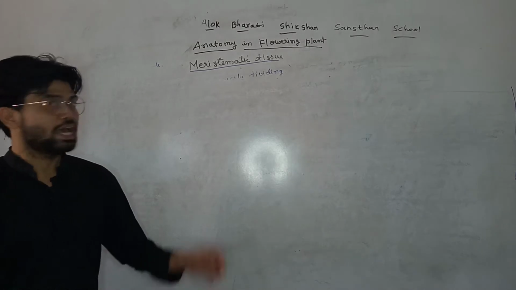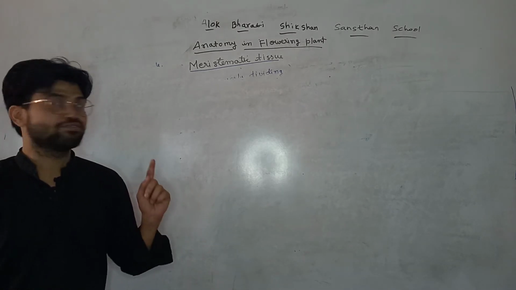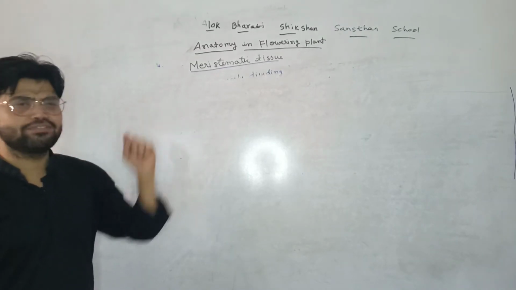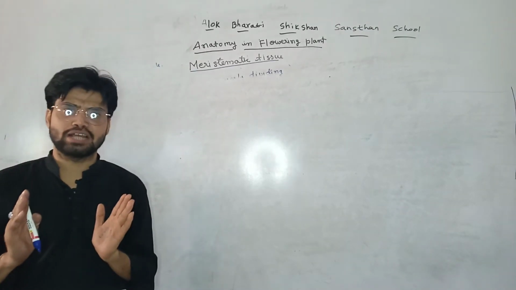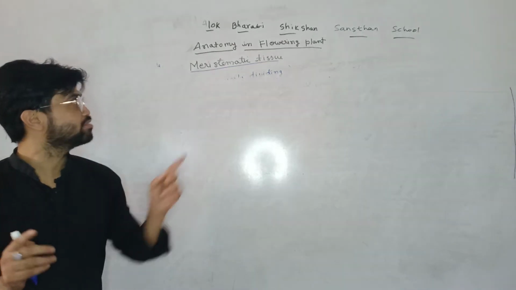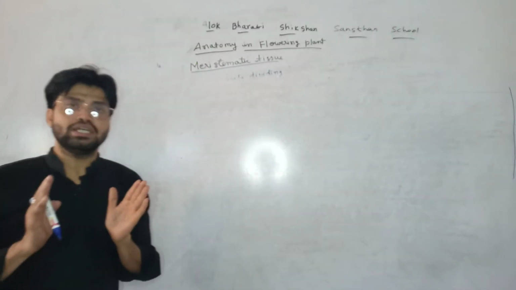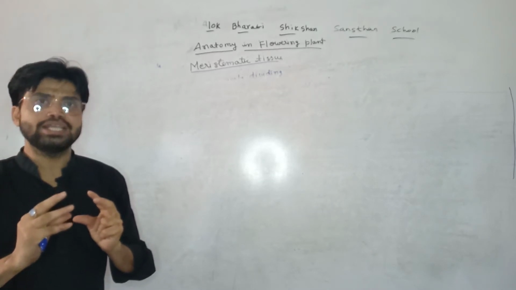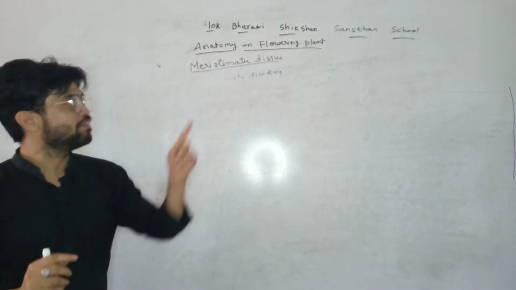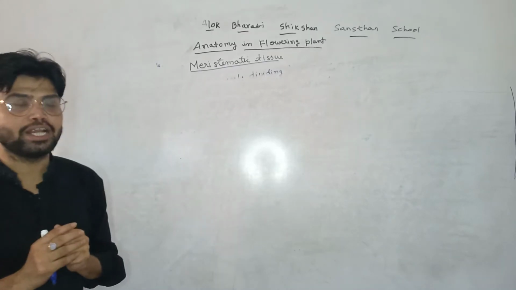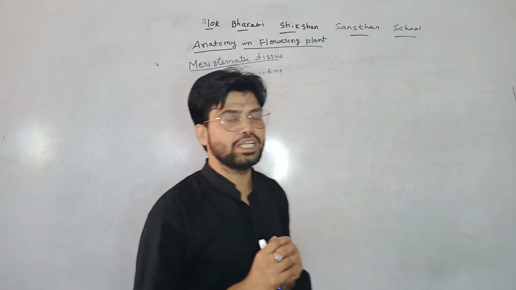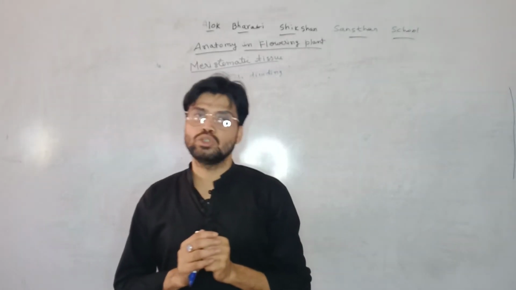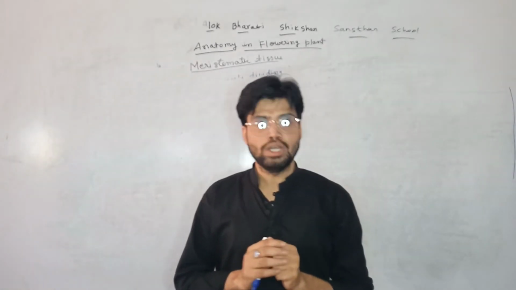Hello students, I have already started the chapter, Anatomy of Flowering Plants. In my previous class, I discussed that anatomy means the internal structure of the plant. The internal structure of the plant is made up of tissue, and this tissue is divided into two categories: one is known as meristematic tissue and the second is known as permanent tissue.